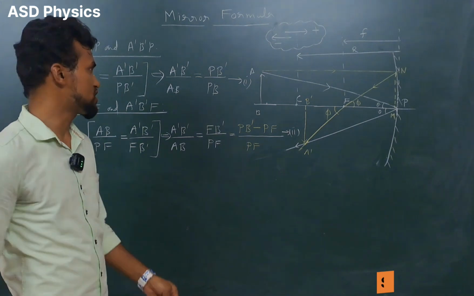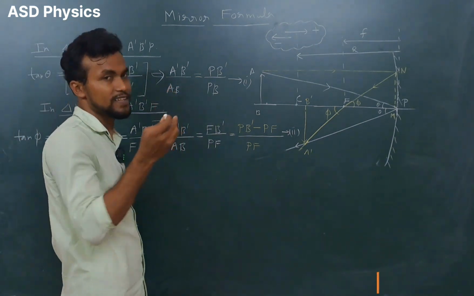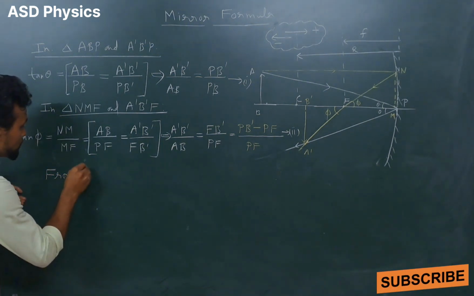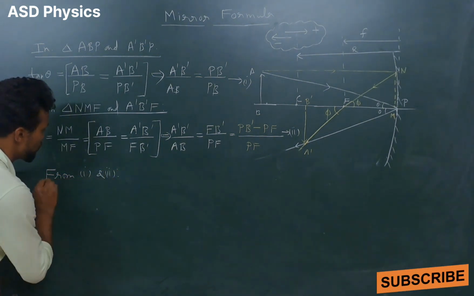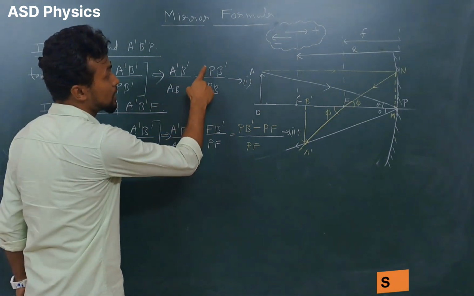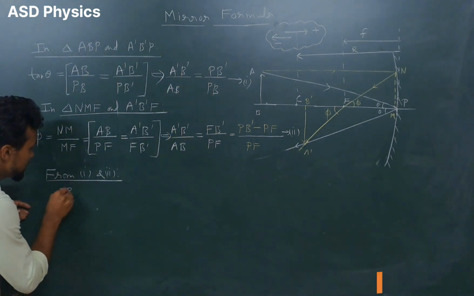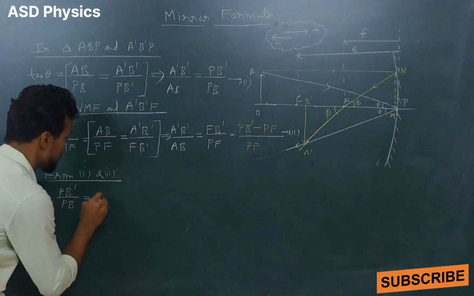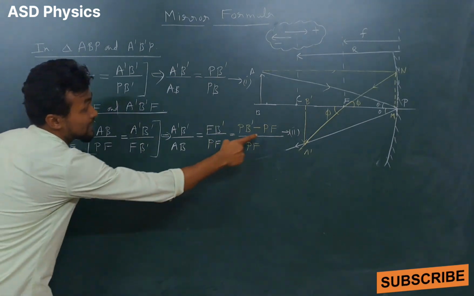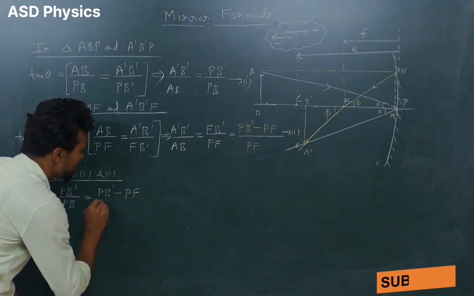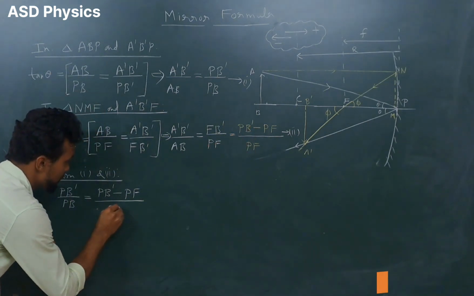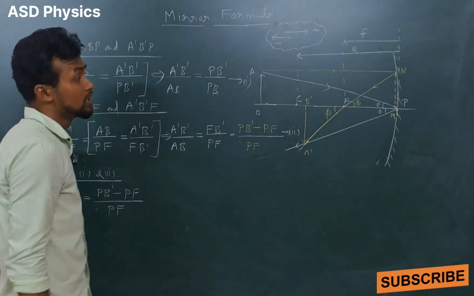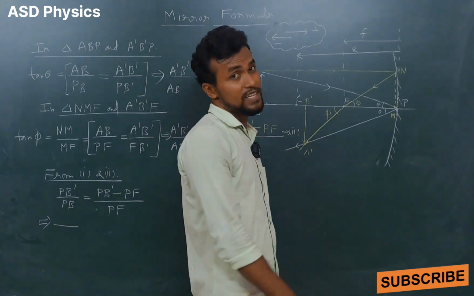You can see in both the equations, left side part is the same, so right side part will also be the same. So what can we write? From 1 and 2, PB' by PB is equal to this side: PB' minus PF by PF. Now I am going to put the values. Please make sure that all the distances will be negative.